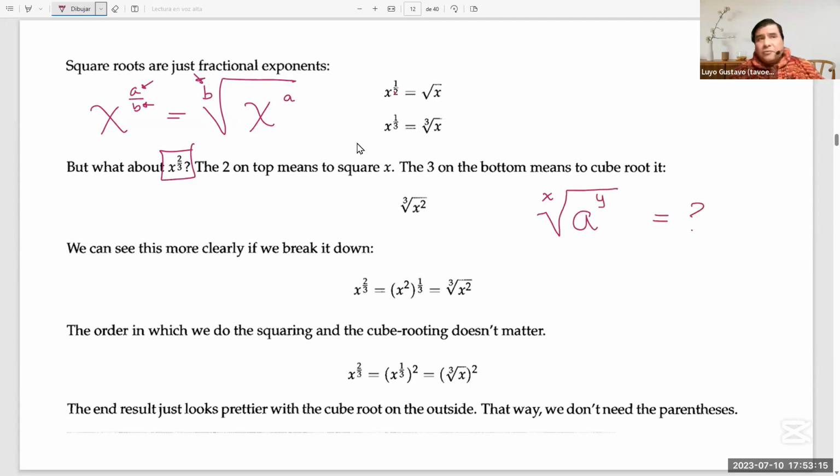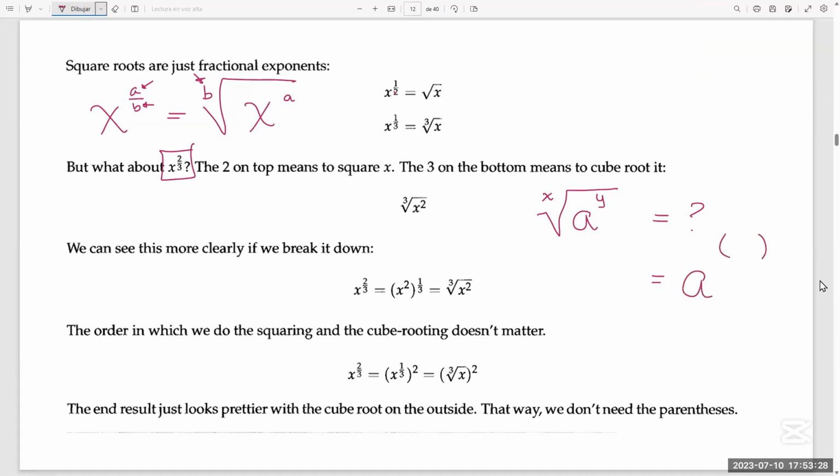The x root of a up to y. What would be the exponent of the power? A up to what? Do you think? Y over X. Very good. That's it. Okay, so please try to use this property when you deal with questions like this.